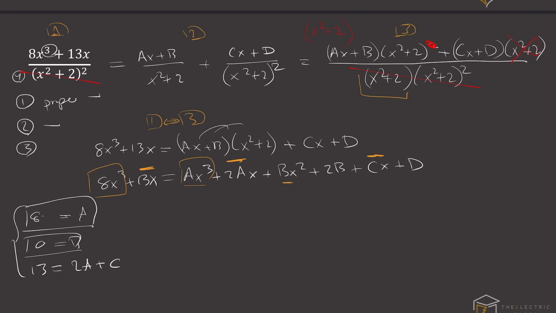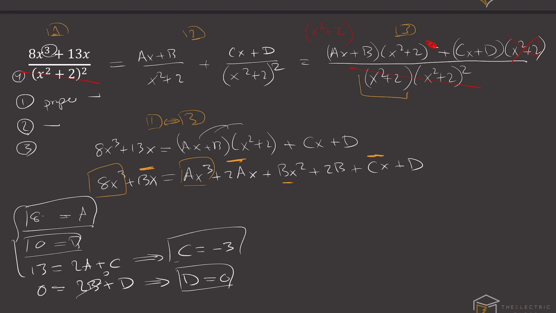In our final equation, x to the 0, or just the constants, we have nothing on the left-hand side, so 0 equals, and on the right-hand side we have 2b plus d. Now we already know that b is equal to 0, which means that d must also equal 0. And for this last expression, we already know that a is equal to 8, so when we substitute, we get that c is equal to -3.